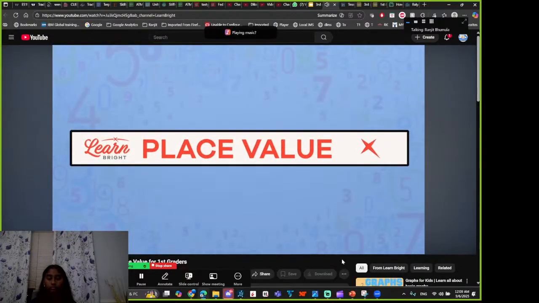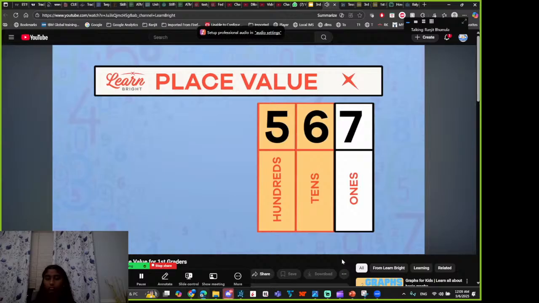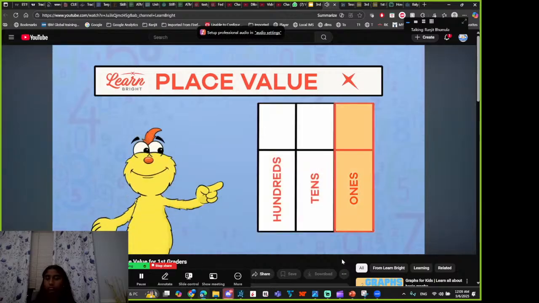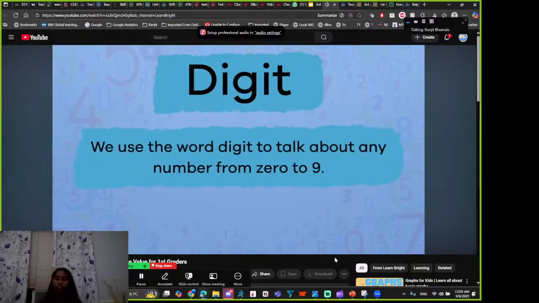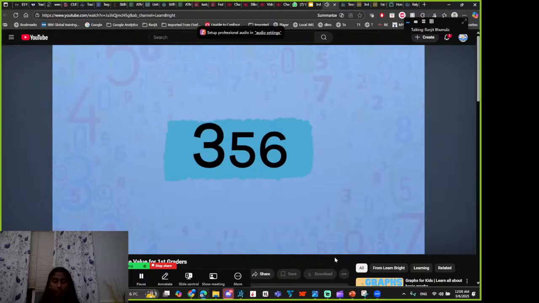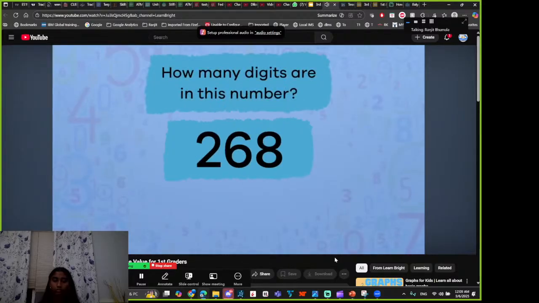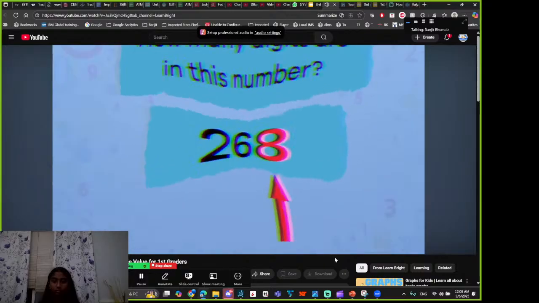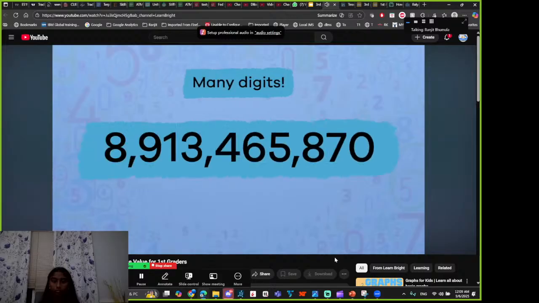Place value for kids. Today, we will learn all about place value. We will do some activities together to help you become number reading champions. First, let's talk about the word digit. We use the word digit to talk about any number from 0 to 9. In the number 356, there are 3 digits. 1, 2, 3. How many digits are in this number? It's 3 again, isn't it? 1, 2, 3. Numbers can be made up of 1 digit, 2 digits, or many digits.